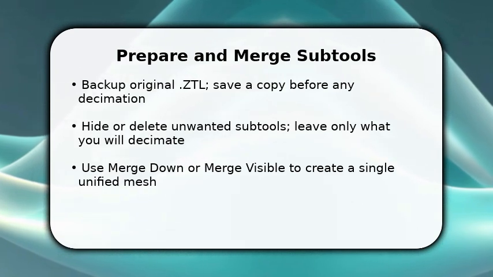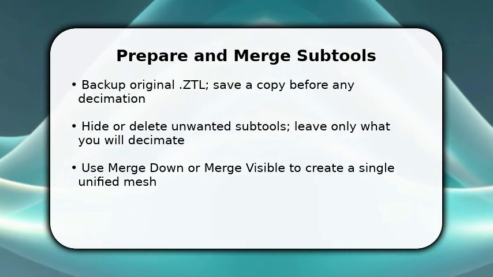Run the Decimation Master preprocess so ZBrush can evaluate faces and curvature. This is essential for intelligent reduction. After preprocess, choose either a percentage target or an explicit triangle count. Lower percent reduces file size, but risks losing fine detail. Toggle Preserve UVs or Preserve Polygroups according to whether you need to keep texture islands or polygroup boundaries intact.